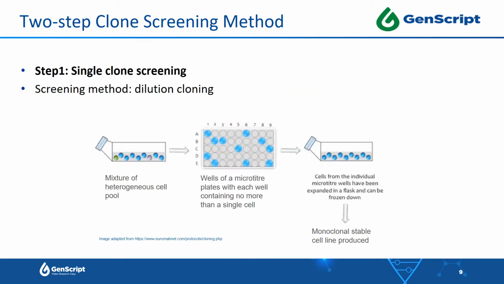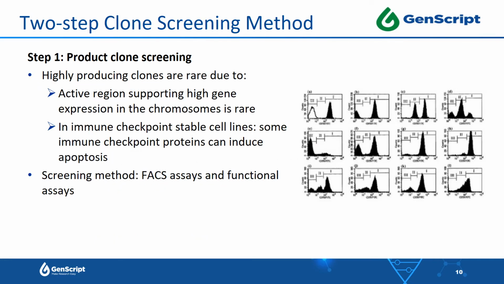Dilution cloning technology is applied to generate single clones. In this procedure, the polyclonal cell pool after transduction is diluted to a certain concentration before plating to a 96 well plate, so each well contains no more than one cell. From there, a single clone cell line will be obtained in individual wells after several days of expansion. And then, all the single clones are further screened to choose the product clone based on performance.